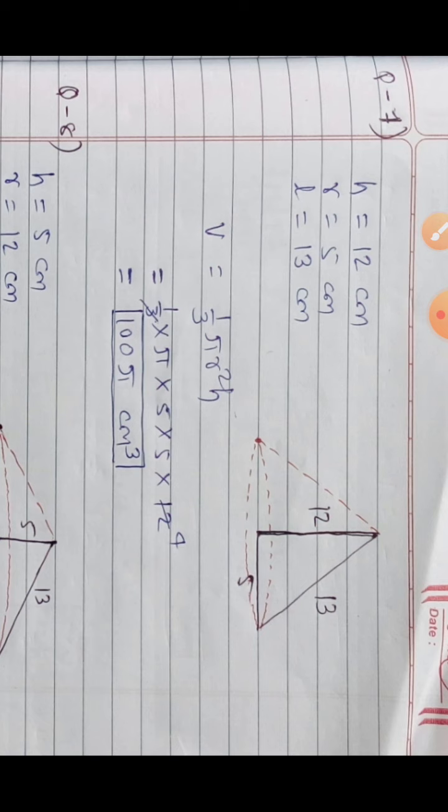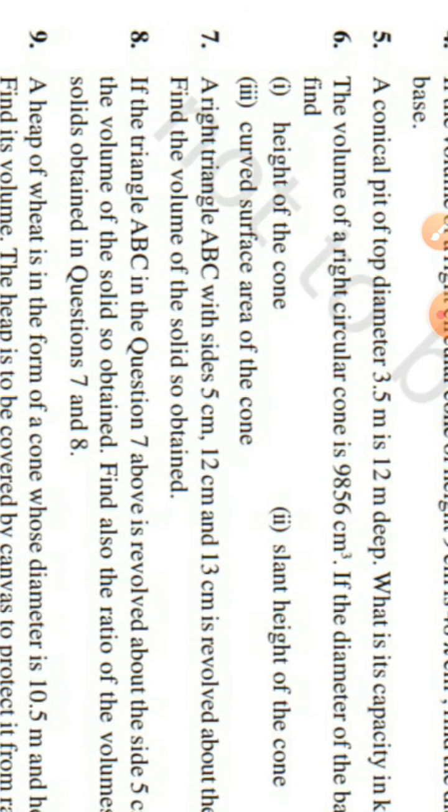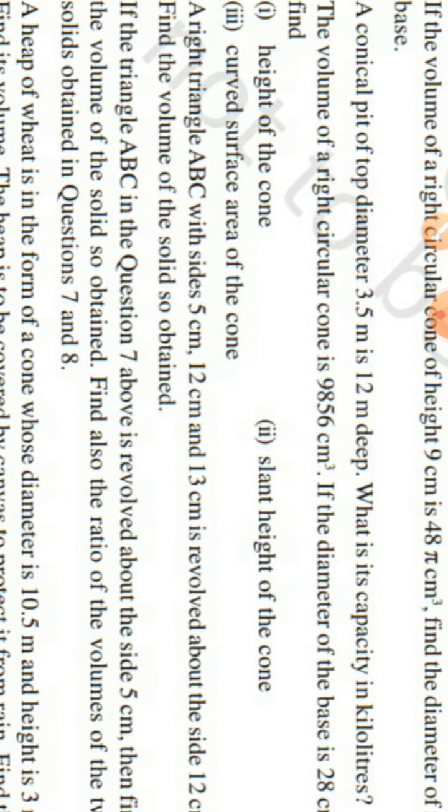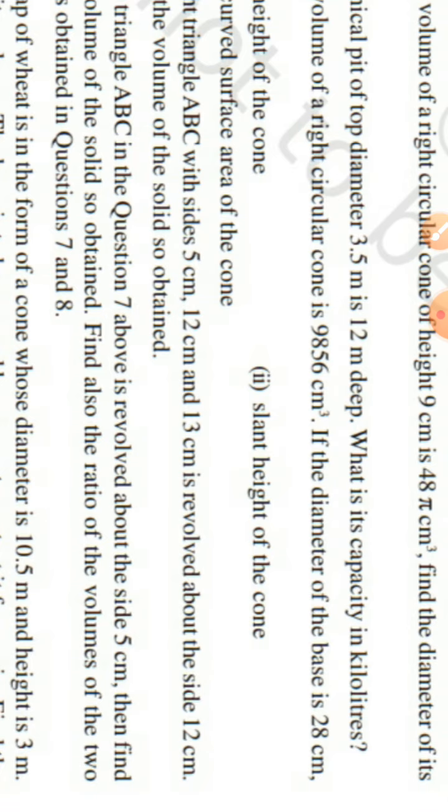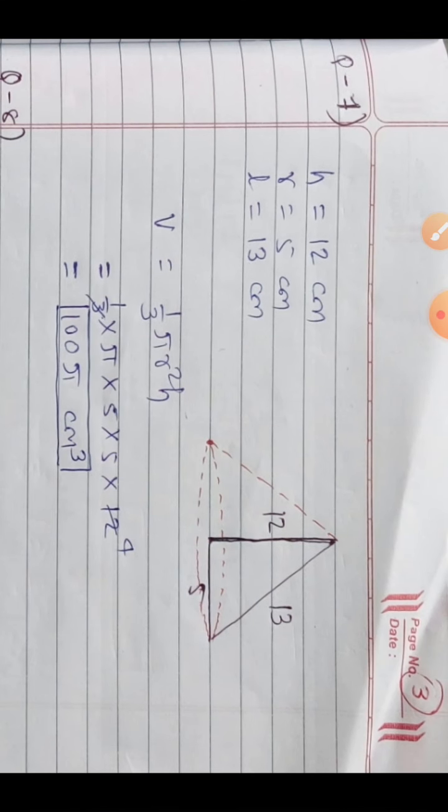And remember this also: the side with respect to which the triangle is rotated always becomes the height. Here they say in the statement of question number 7, revolve about the side 12 cm. Revolve about which side? That is nothing but the height. We are not talking about the hypotenuse. The other side is the radius. So even without a figure you can identify which is R and which is H.